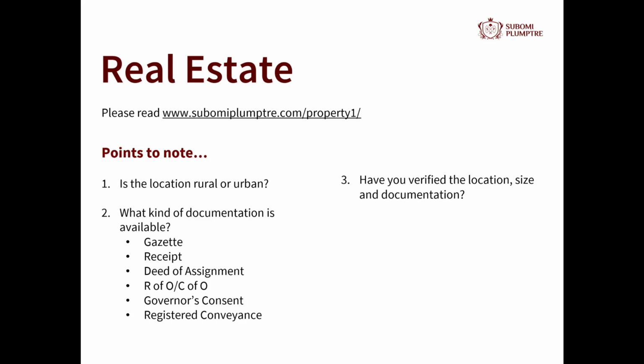Okay, and then sometimes some land, they don't have registered surveys, and a registered survey is one of the things you need when you're applying for government ratification of your land. So in that case, you still need to do the survey and register it with the Surveyor General.